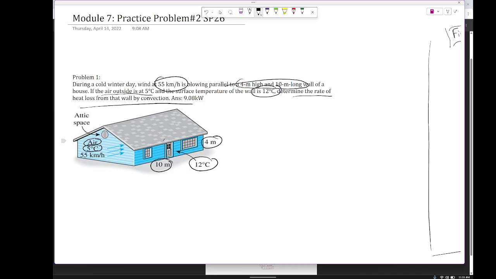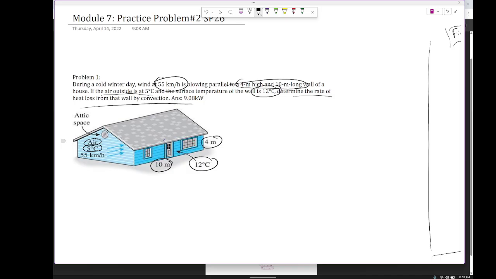So the A, did they give you the A? 10 and 4, right? 40 square meters, there's A. What is that delta T? Did they give you 12 and 5? 12 degrees Celsius and 5 degrees. That's easy. Your job is to find what? The value of h, right?